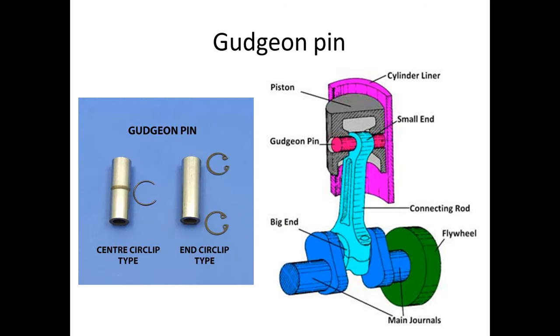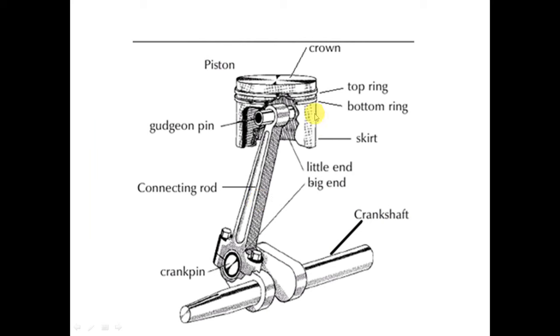Now this is a gudgeon pin. This gudgeon pin is the one which connects the connecting rod with the piston. This is how it looks. So another portrayal: this is the gudgeon pin. This is the piston. This is the piston ring. This is the connecting rod, and this is the crank pin. This is the crankshaft which is attached to the flywheel.